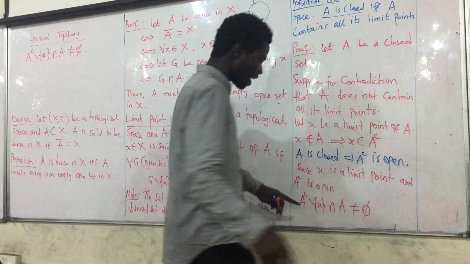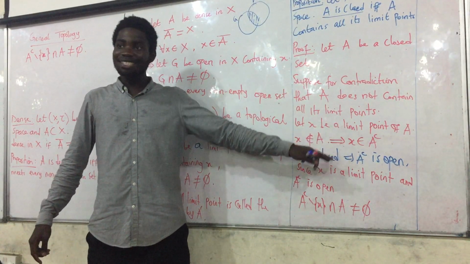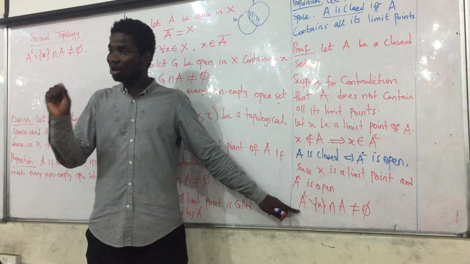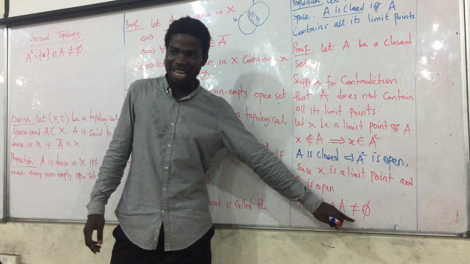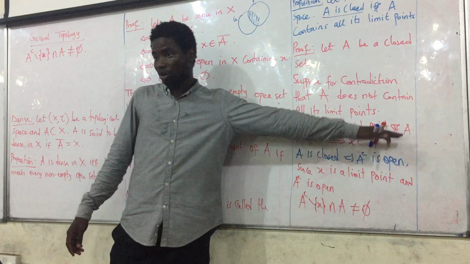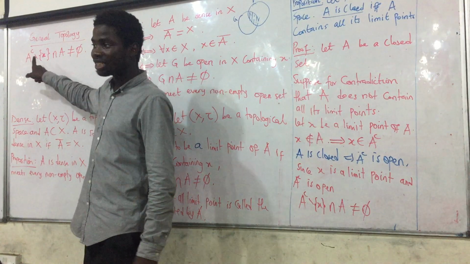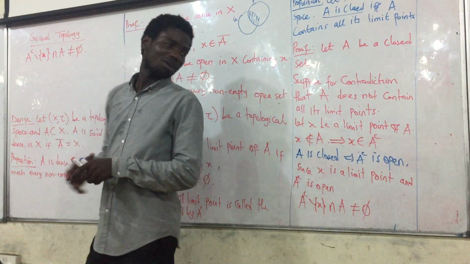So since A complement is open, and S is inside the A complement, the open set I want to take now is A complement because it's open. And I remove S, intersection A. It will not be empty because S is a limit point, from the definition of a limit point of A. So I write it here now: A complement removing the x, intersection A is not empty.